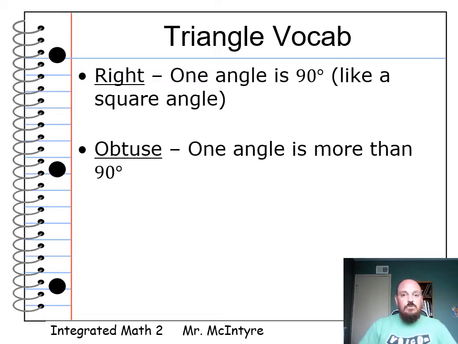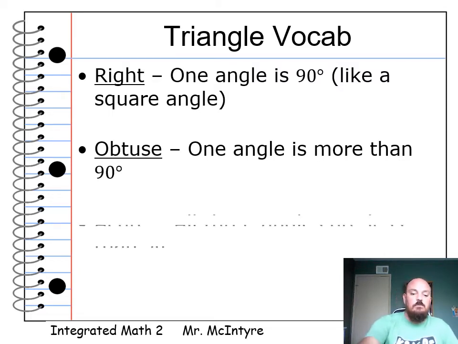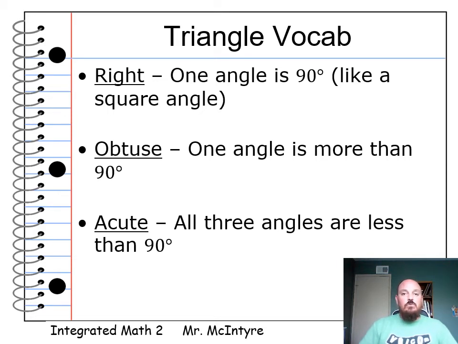An obtuse triangle has one angle that's bigger than that. Just one, and any angle that's bigger than 90 degrees, bigger than a square angle. And an acute triangle is one that doesn't. All 3 angles are less than 90.